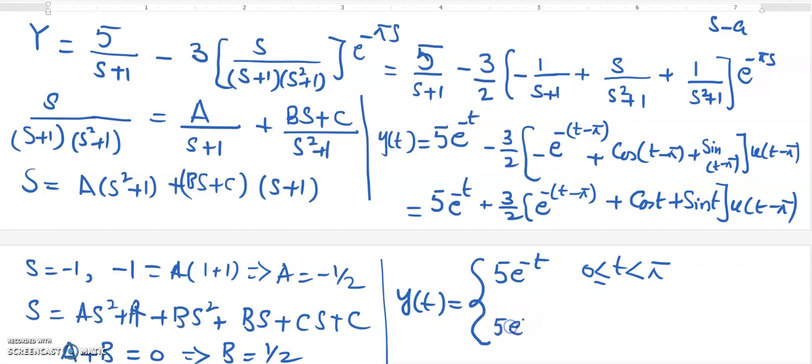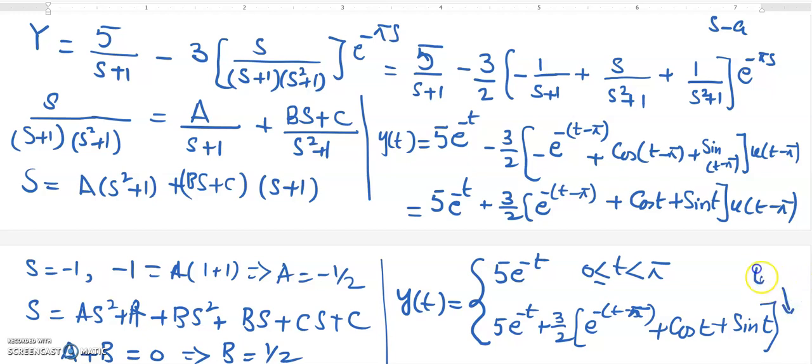So 5 e power minus t plus 3 by 2 e power minus (t minus pi), and plus cosine of t plus sine of t. That's it. That will be for t greater than pi. So this will be the final solution. You can use Mathematica to draw its plot as well.